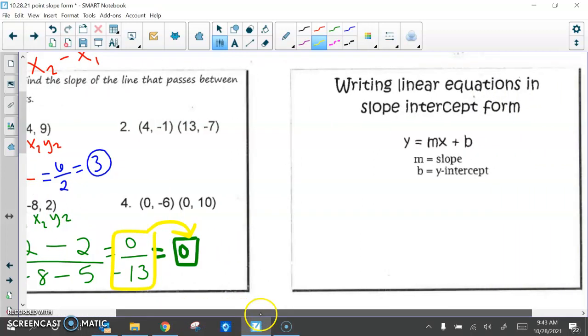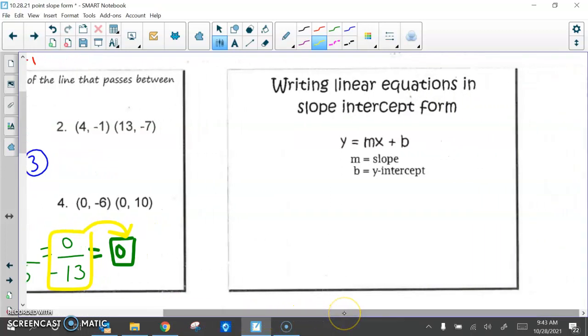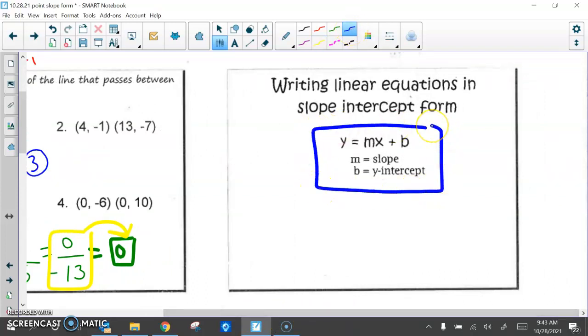So let's go on to the notes today. Whenever we write and graph lines, it's always in this form: y equals mx plus b. The m is the slope, and the b is the y-intercept. So hopefully between Monday, Tuesday, and Wednesday's worksheets, you're getting better at how to find it, how to graph it, and how to get y equals equations.